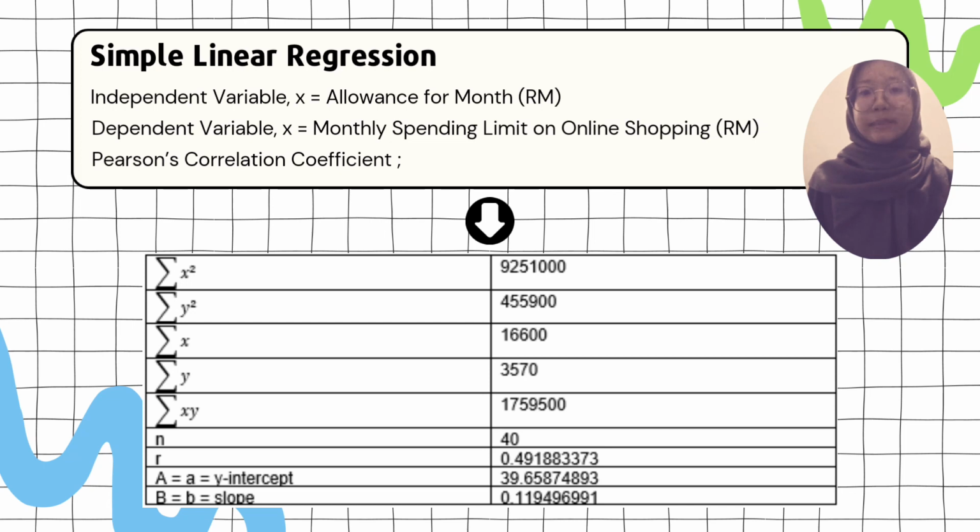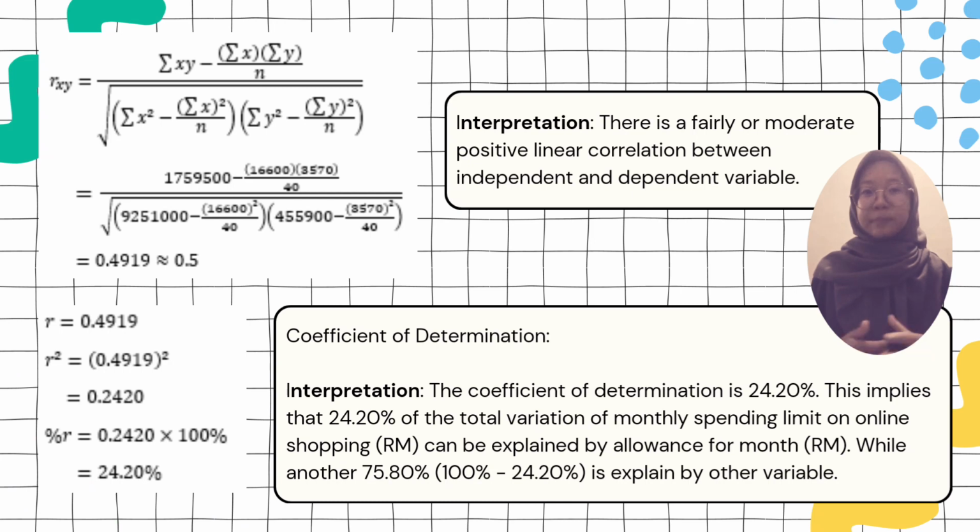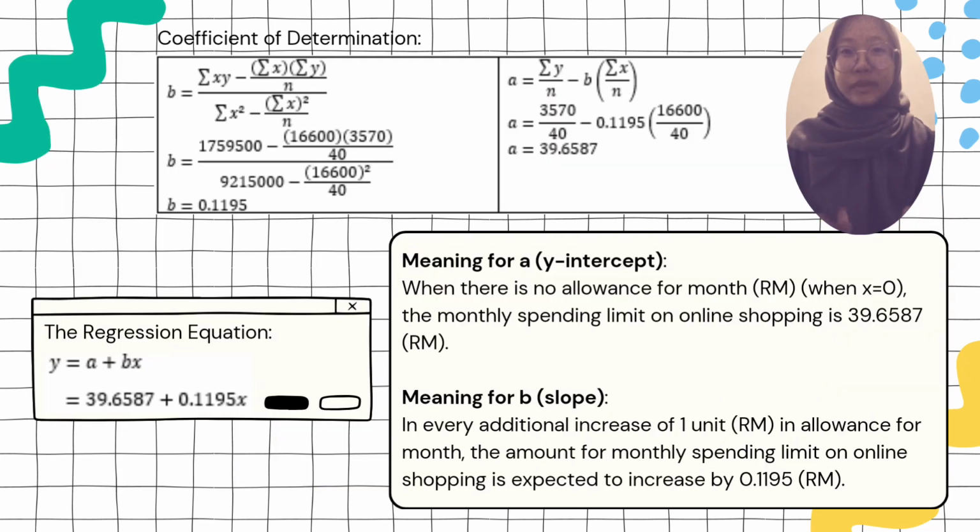Next, we calculate the Pearson correlation coefficient from the data below. We calculate the Pearson correlation coefficient, which is R, by using this formula, and we find the answer is 0.4919. To interpret, we square R and get the coefficient of determination, which is 24.20%, and interpret that. Then we need to find A and B using the formula and form the regression equation, which is y equals A plus B multiplied by x. A is the y-intercept and B is the slope, and we got the answer.